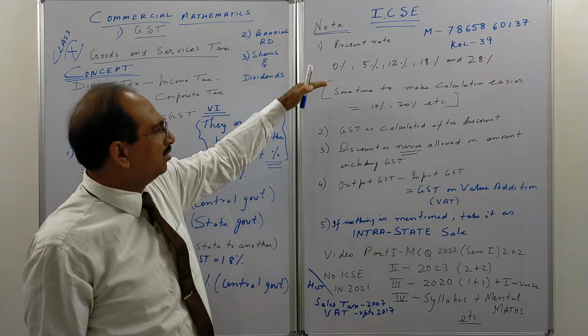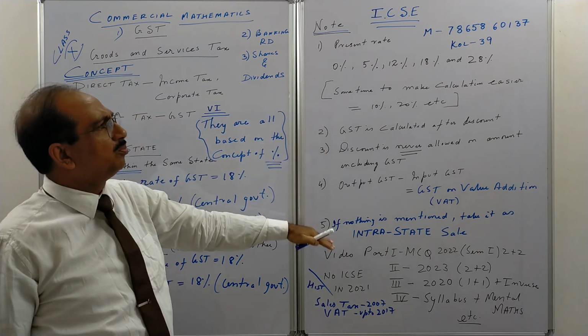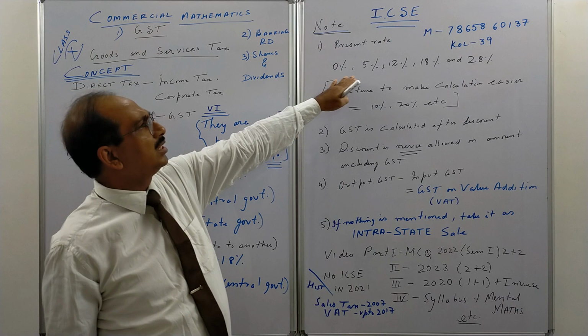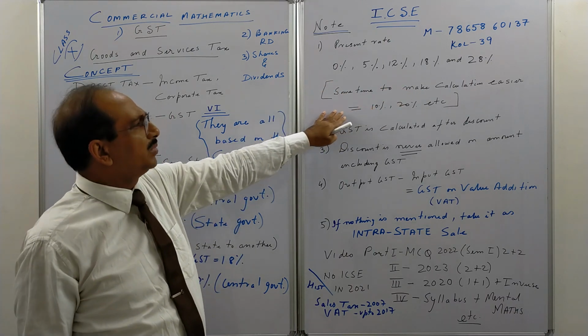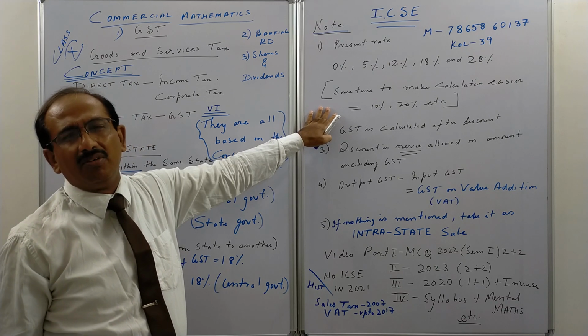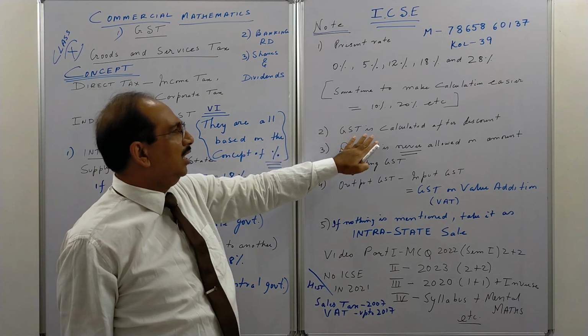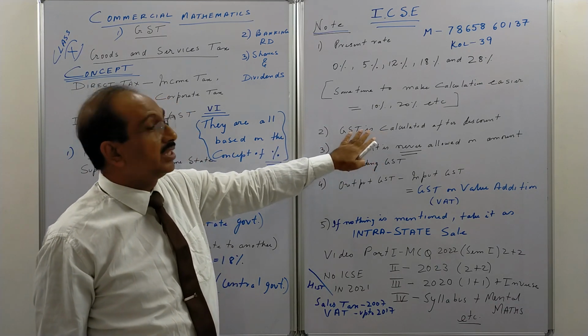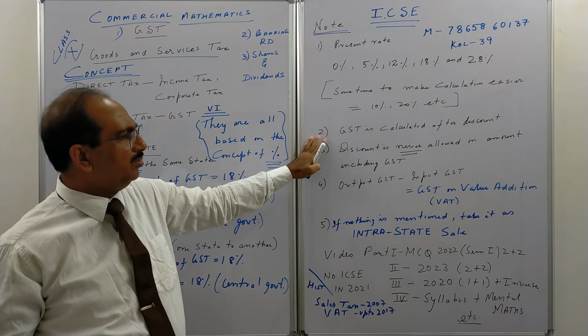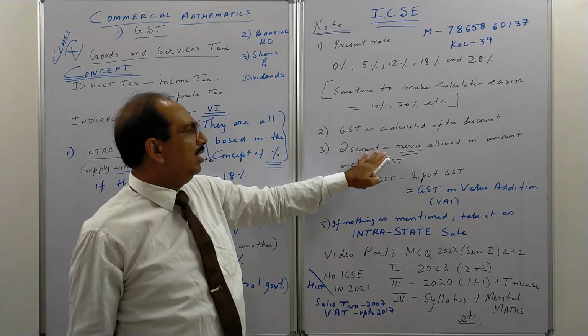So when we do the questions we will see, and a few things to note before we start. Number one, I told you these are the taxes. Sometimes for the sake of simplicity you may have 10-20% in some books in certain questions. GST is always calculated after discount. This we will see. First we deduct the discount, then GST is applied.